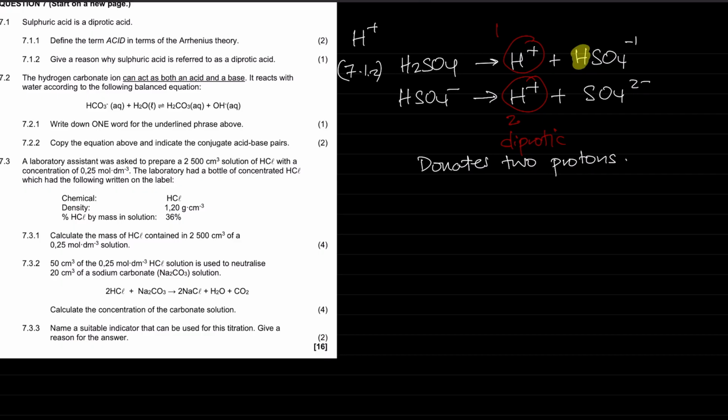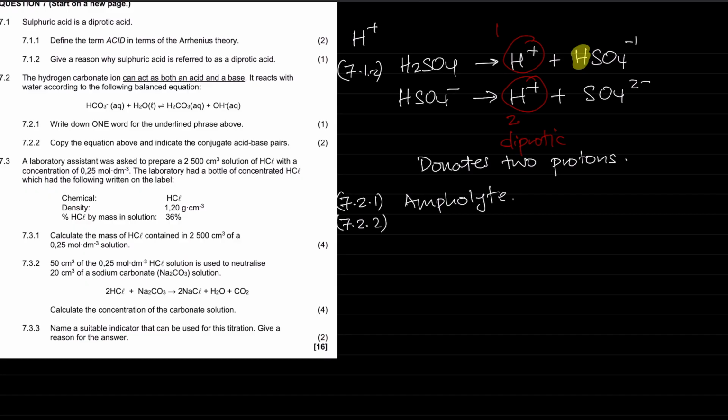Okay, 7.2. The hydrogen carbonate ion can act as both an acid and a base. It reacts with water according to the following balanced equation. Write down a word for the underlined phrase. So something that can act as both an acid and a base is referred to as an ampholyte. So 7.2.1, it is an ampholyte.